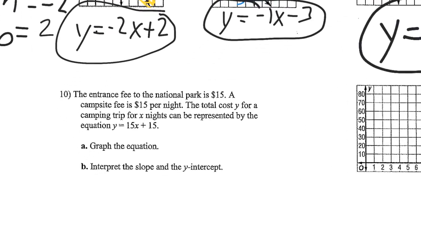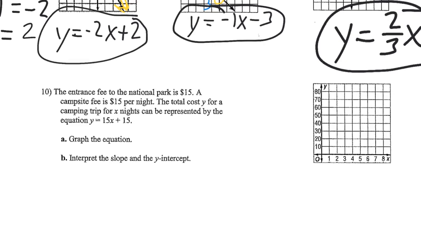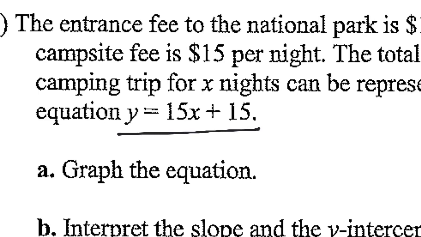Number 10 was killing a lot of people because it was a word problem, and I'll be honest, I didn't mean to have it on here, but it's still a good one for you guys to look at. It says the entrance fee to the national park is $15. The campsite fee is $15 per night. The total cost y for the camping trip for x nights can be represented by the equation, that thing. They give it to you. There's not much to go figure out yet.